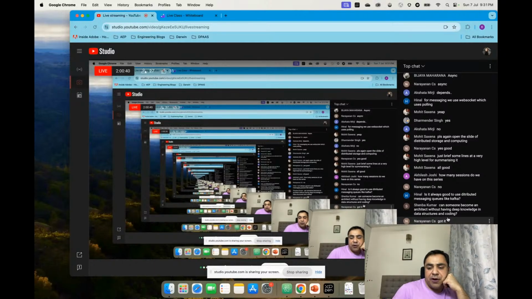So reactive programming is different from Kafka. Kafka is a messaging queue. It does not fall under reactive programming, though it is used in event driven scenarios, but it does not fall in the programming bucket, I would say.